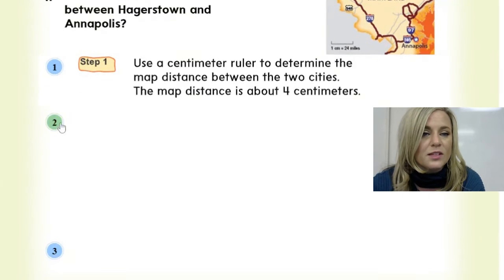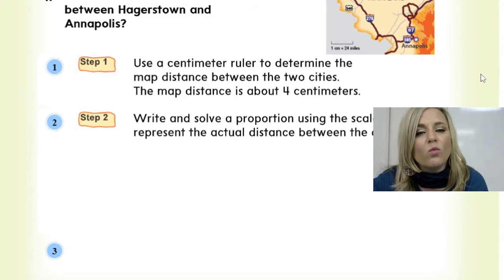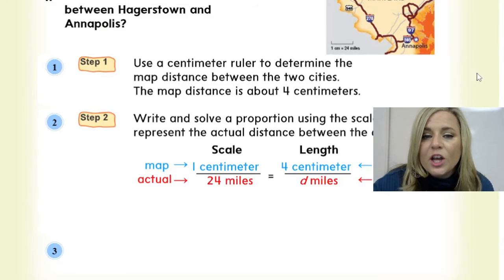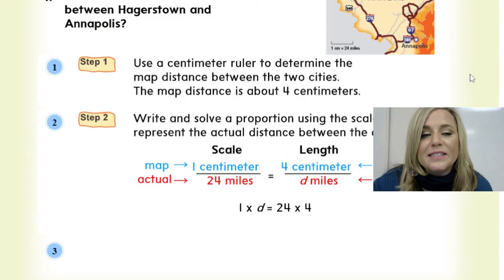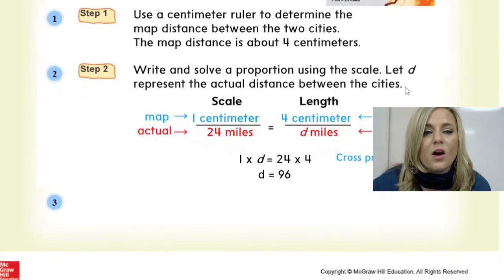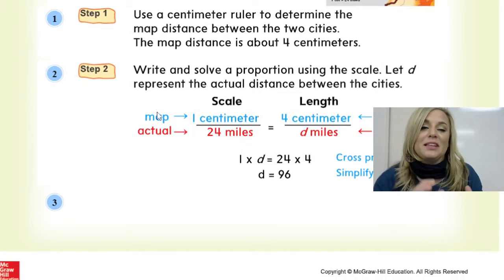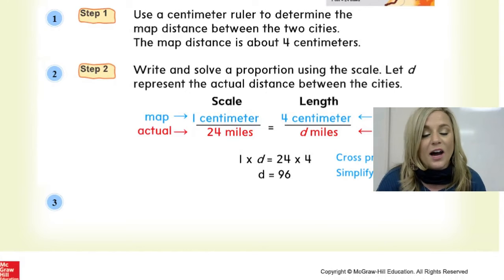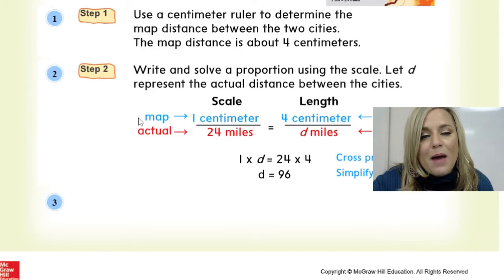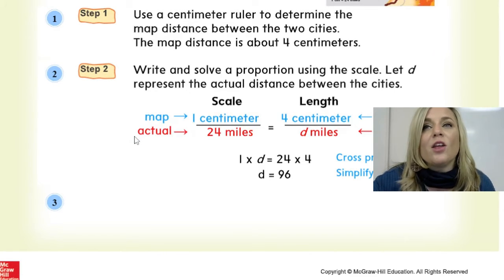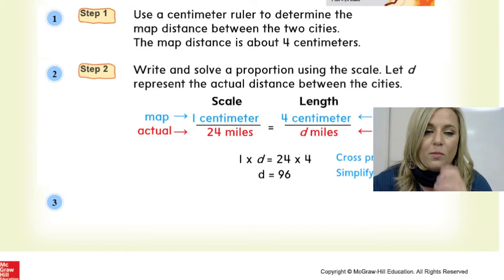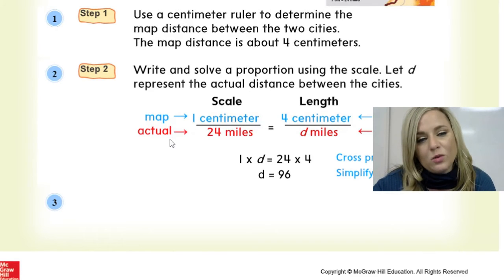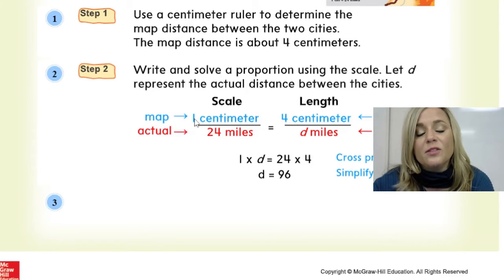Step 2 is to write and solve a proportion using the scale, and we're going to let D represent the actual distance between the cities. So here's your map. You know I'm all about some labels, and I really love that this book backs me up on that. You've got to have labels. We're going to have the map on top and the actual measurement on bottom. The first is the scale: 1 centimeter is equal to 24 miles.